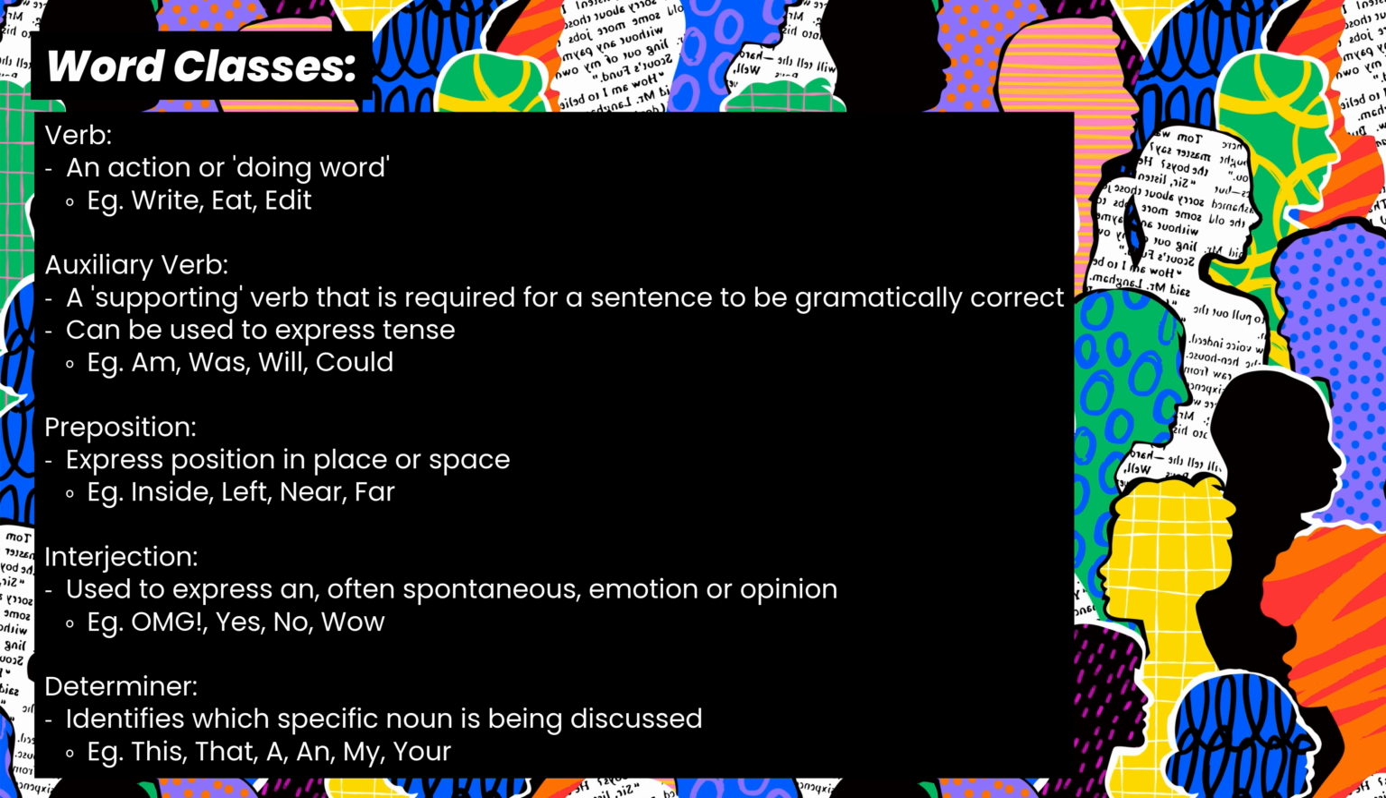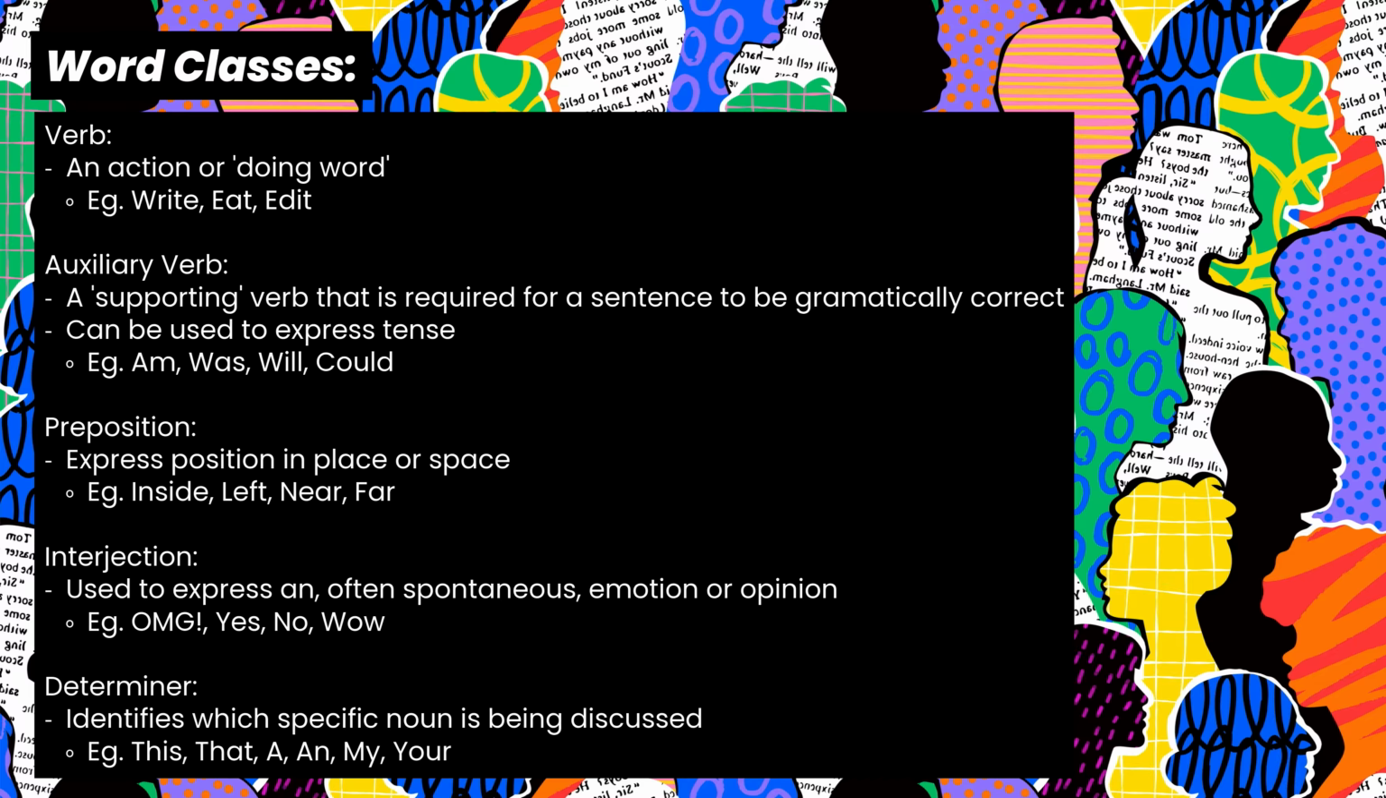Then we have prepositions. And prepositions express position in place or space. They help let us know where a noun is located. So we have examples of prepositions like inside, left, near, far, close. And these prepositions all tell us where a noun is located. So if you take a moment now and think about this preposition near, can you identify a noun, a person, place, or thing that is near to you? Can you think about a noun that is far from you? And these prepositions let us know where that person, place, or thing is in relation to you right now.